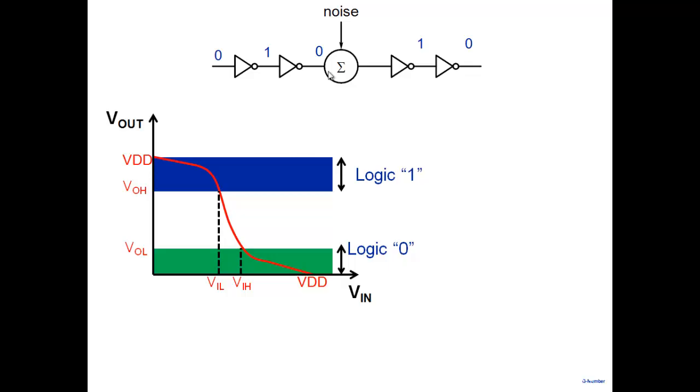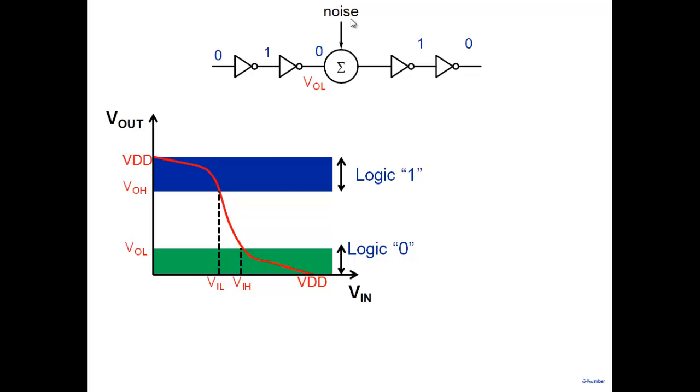If according to your definition, the worst case value of 0 is VOL. Because anything from here to here is considered as 0. So the worst case value of 0 is VOL. So let's put VOL here.